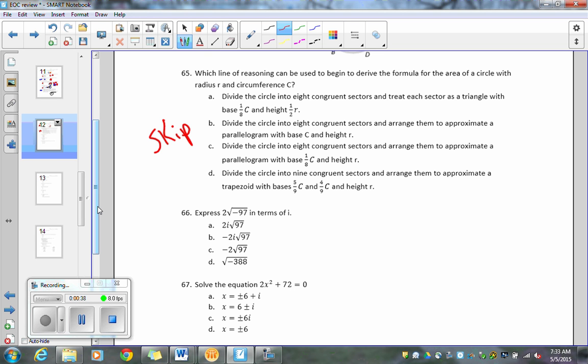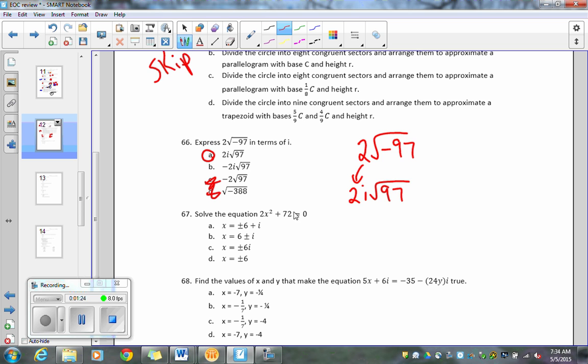All right, question number 66. Express 2 radical negative 97 in terms of i. First off, I know it's going to be an i because of the fact that this is a negative inside the radical. Whenever you have anything negative in the radical, you know you're going to have an i outside the radical some way. So because of that, I know that C and D will not be my answers. When you take the i out, 97 stays positive. We already have this 2 on the outside, so this 2 will never go negative. So just through that, we know the answer is going to be A.